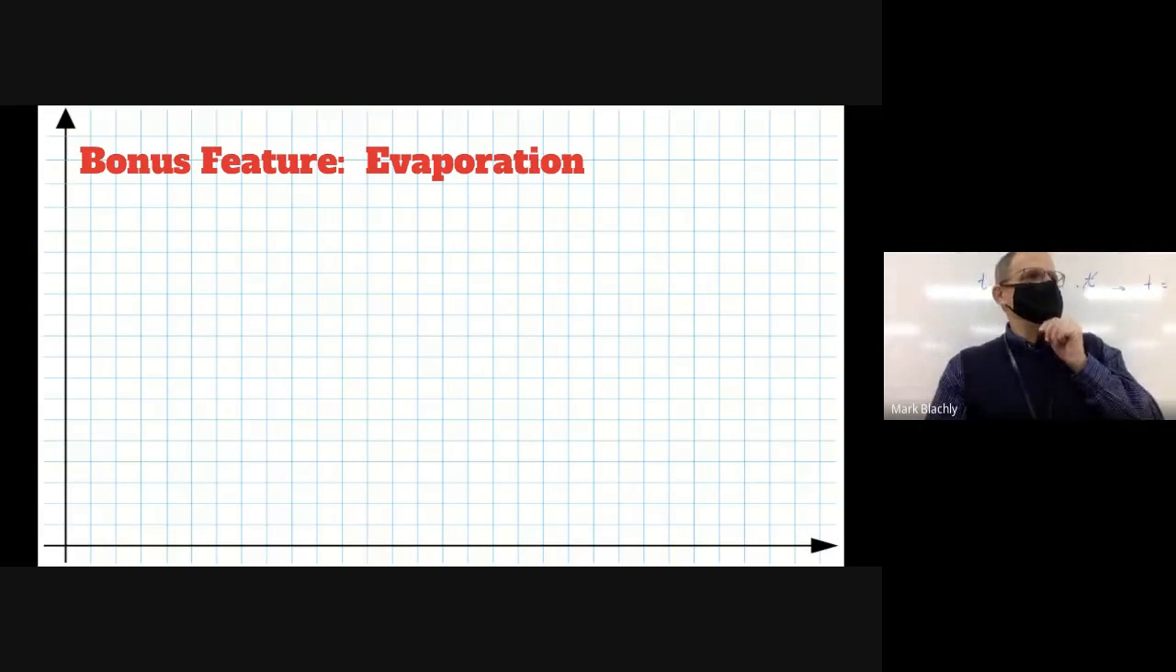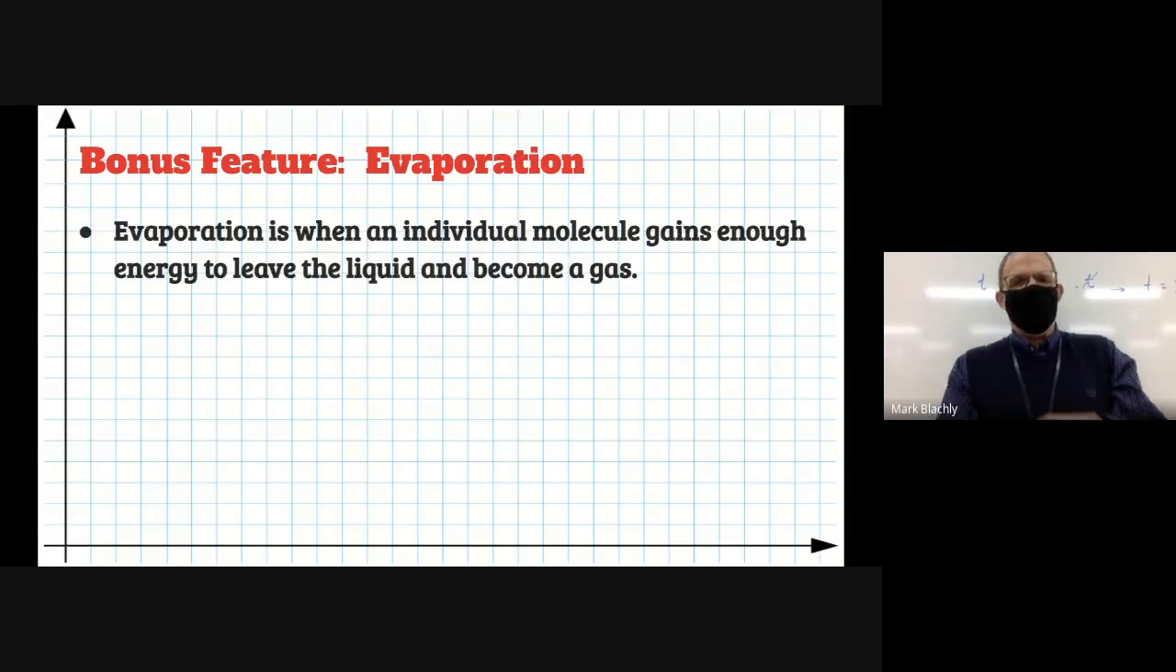Now, this is just a bonus. It turns out that even when water is not 100 degrees, sometimes it can evaporate. The reason that happens is sometimes an individual molecule gets enough energy to escape. Remember, these molecules are all banging around, smacking into each other. Every once in a while, even if you're at 30 degrees Celsius, a molecule will escape. So what happens to the temperature of the water that's left if one of the molecules gets enough energy to escape?